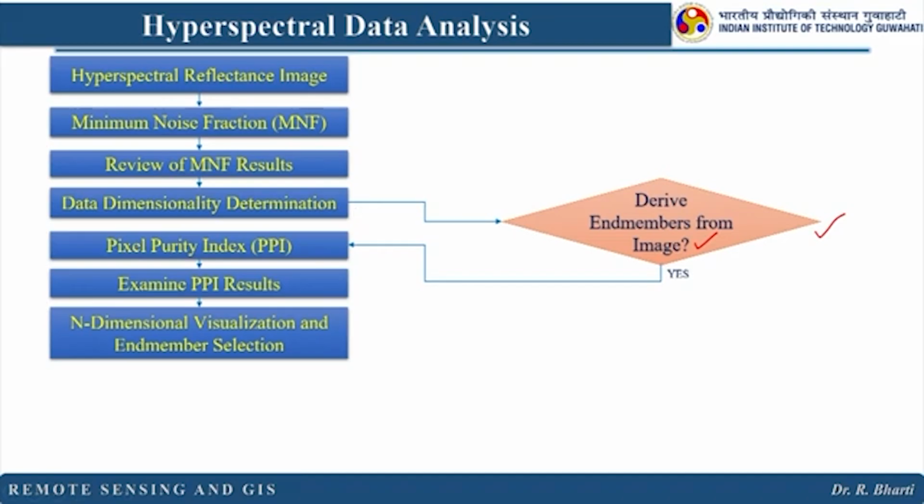If we don't apply this n-dimensional visualization technique, then what can happen? The selected end members can be regular or mixed pixels.